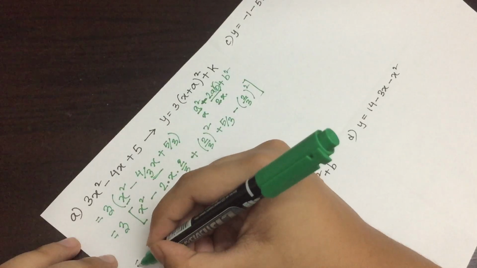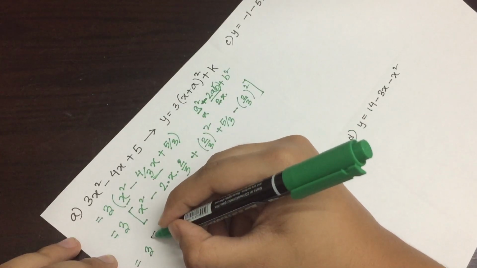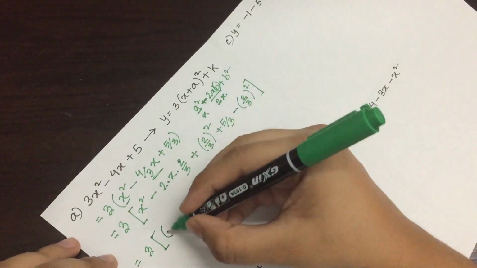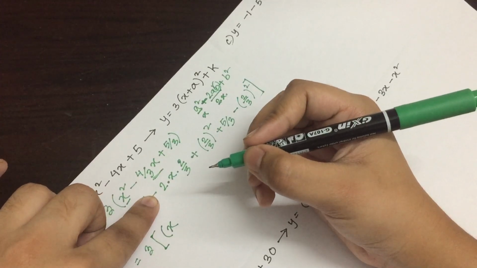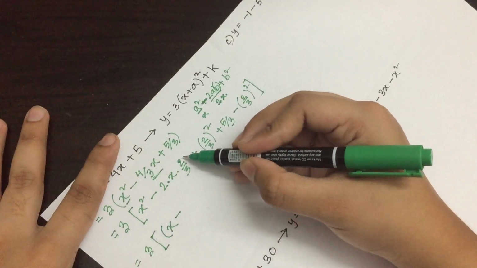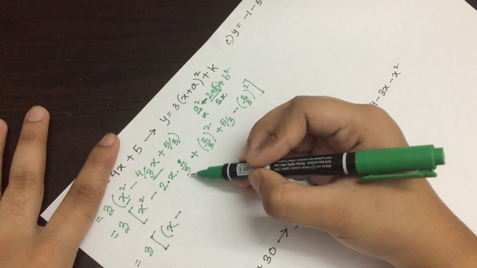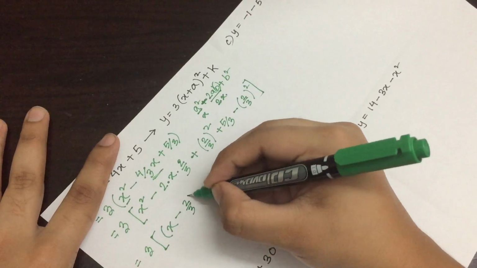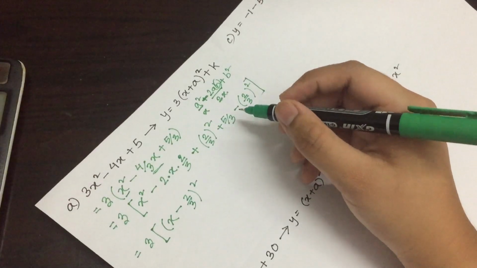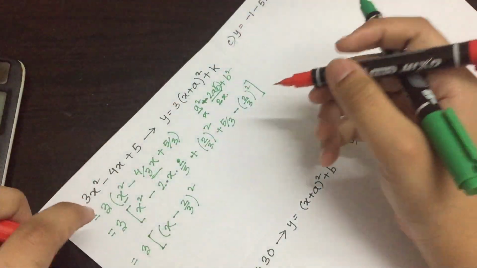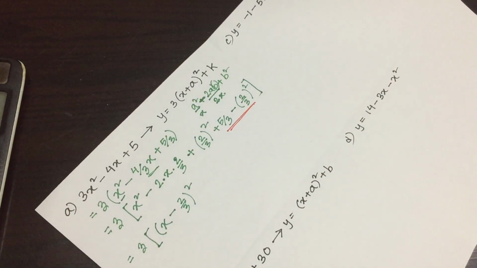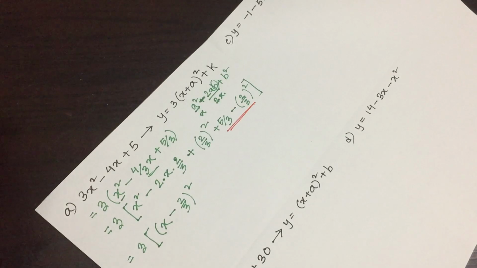Then what's the next step? Then 3 remains the same. So I give a first bracket, x, since there's a minus sign, so minus the one that we have just written, like the b part, minus 2 by 3 whole square. And then what we do, we use our calculator, and we put the last 2 values in the calculator. So that's how we do it.